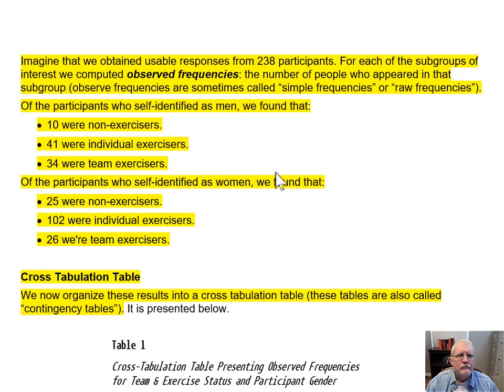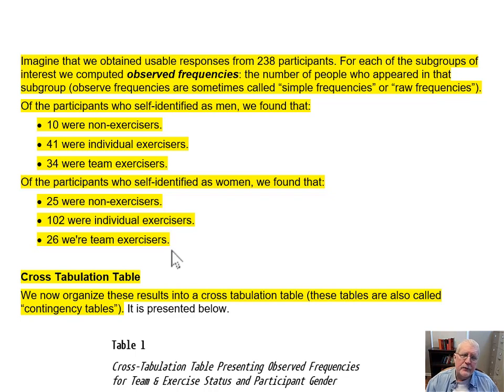Page 4. Imagine we obtained usable responses from 238 participants. For each of the subgroups of interest, we computed observed frequencies, that is, the number of people who appeared in that subgroup. Observed frequencies are sometimes called simple frequencies or raw frequencies. Of the participants who self-identified as men, we found that 10 of them were non-exercisers, 41 were individual exercisers, and 34 were team exercisers. What about the women? Of those who self-identified as women, we found that 25 were non-exercisers, 102 were individual exercisers, and 26 were team exercisers.